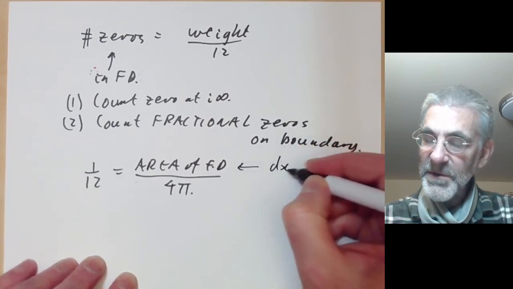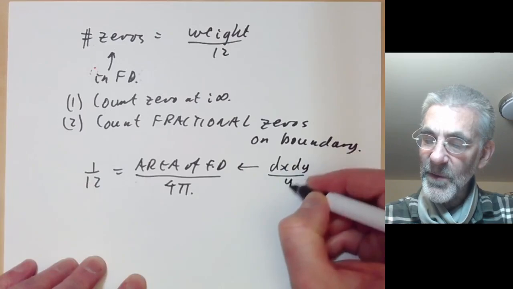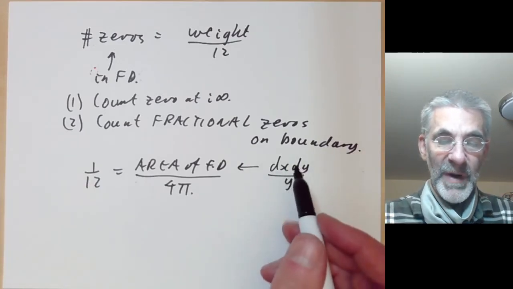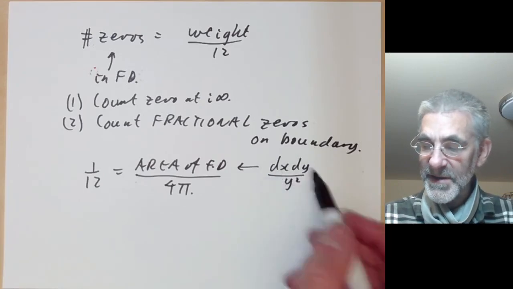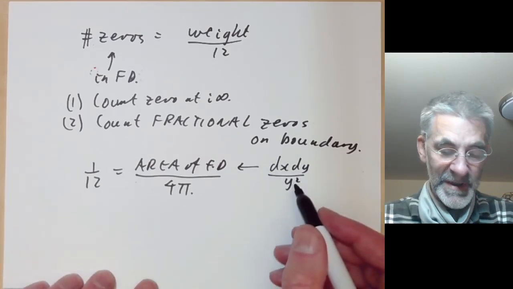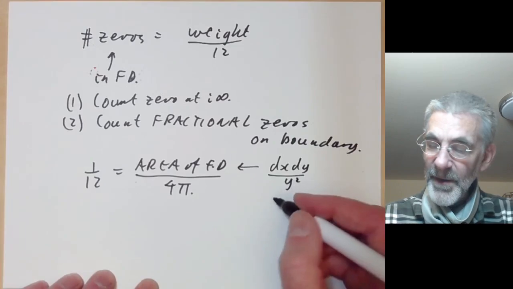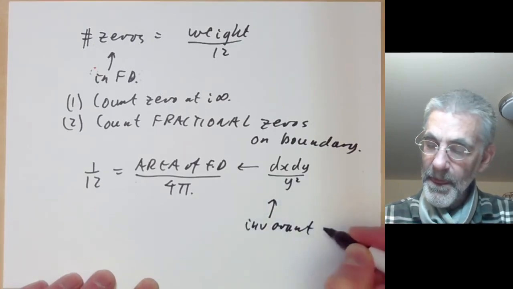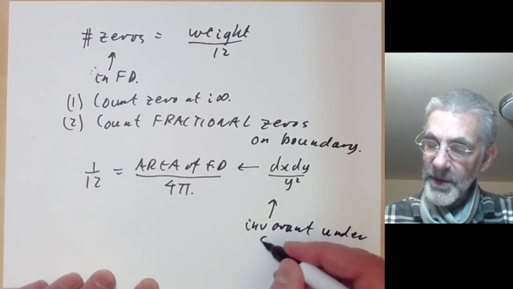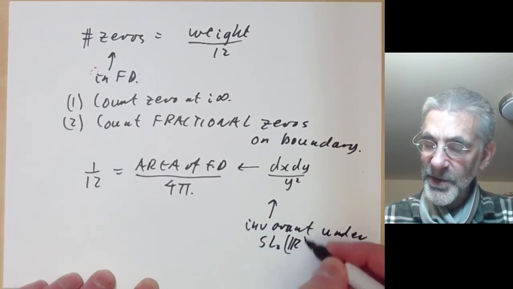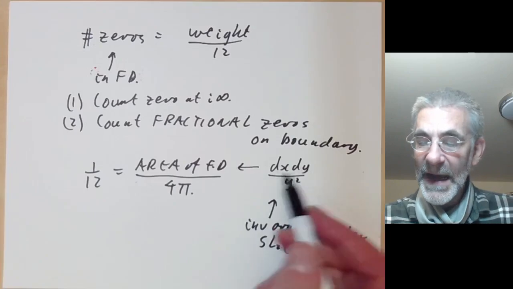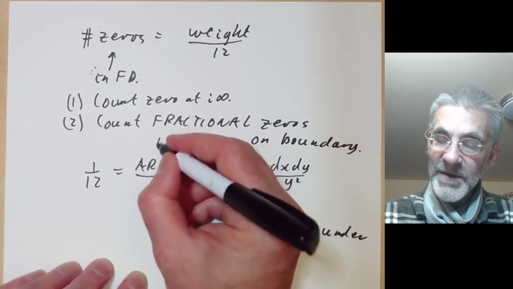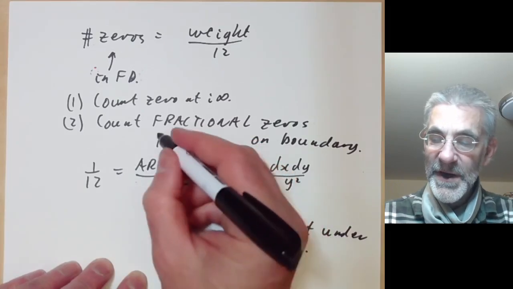What you do is you use the volume dx dy over y squared, which is in fact, if you think of the upper half plane as being hyperbolic space, this is the volume of hyperbolic space. And one nice thing about this is it's invariant under the group SL2 of R acting on the upper half plane. So it really is a very natural volume. The area of the fundamental domain of SL2 turns out to be pi over 3.